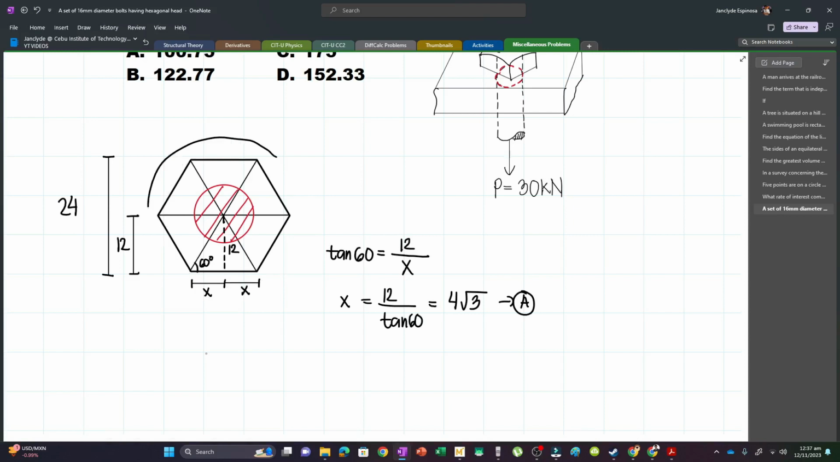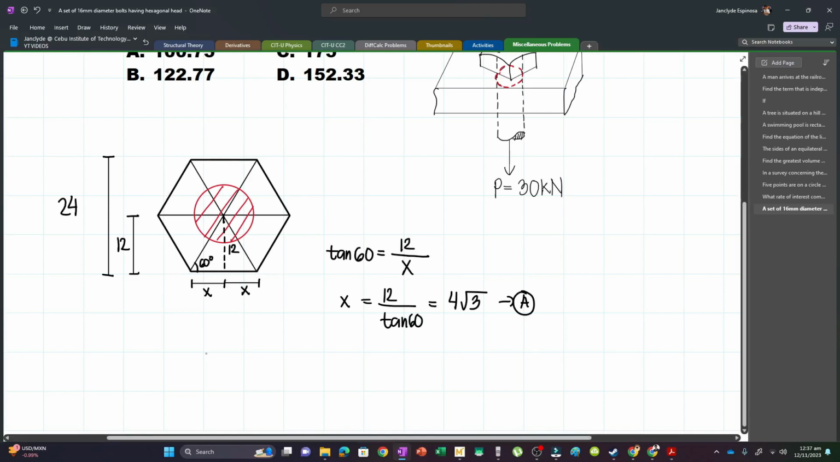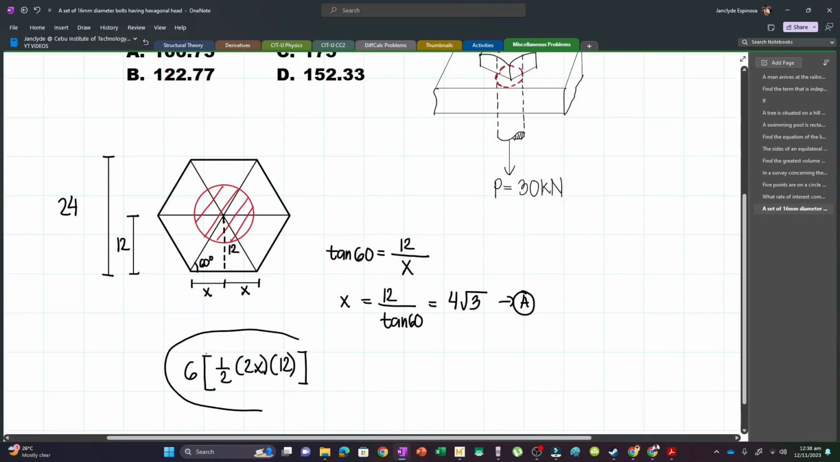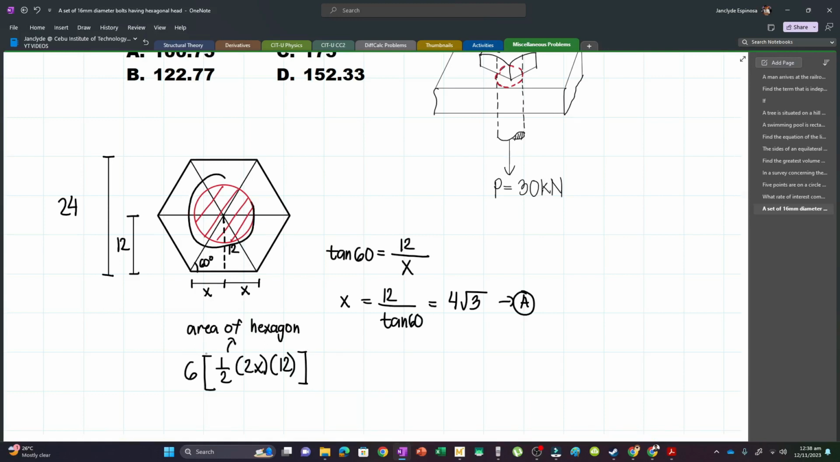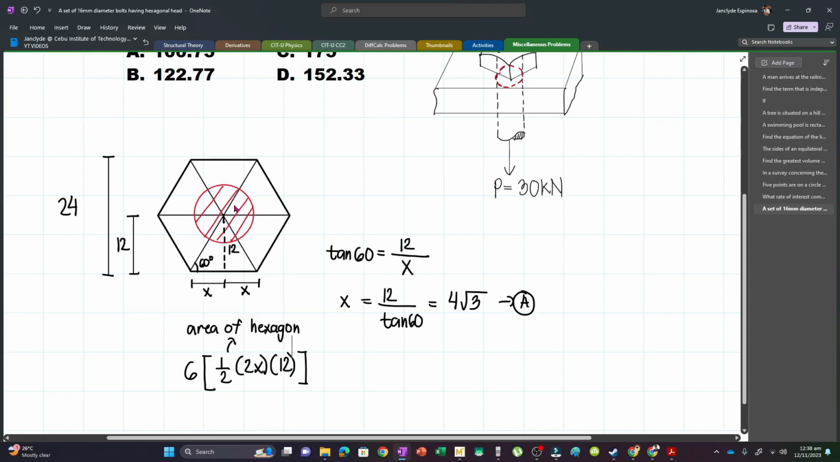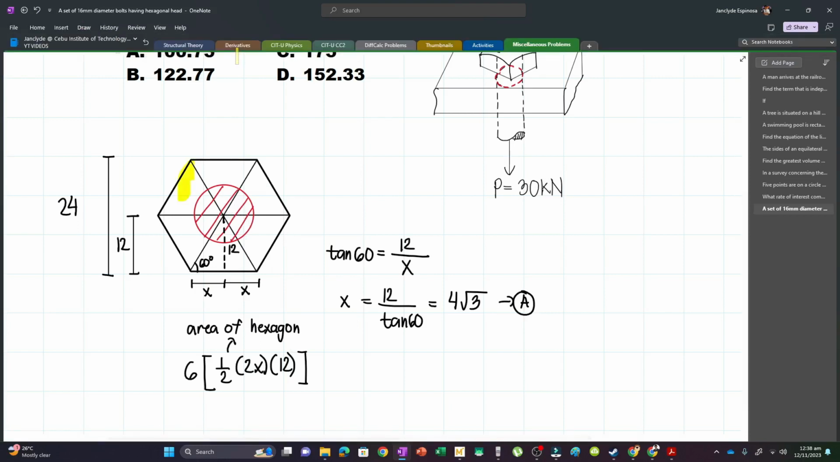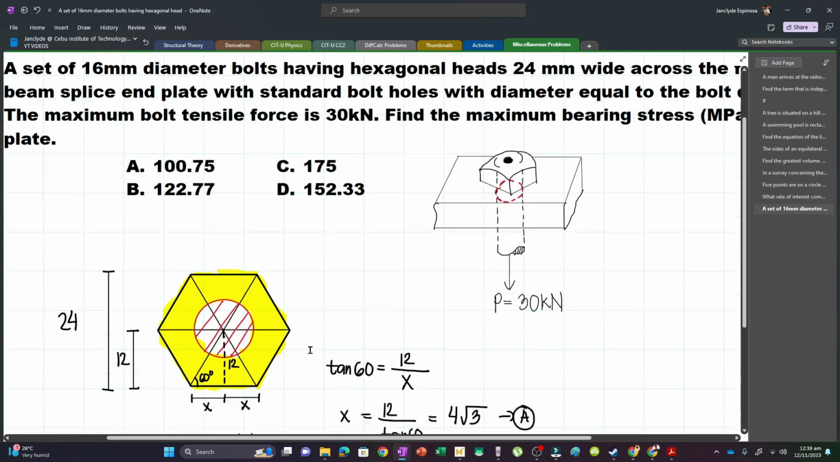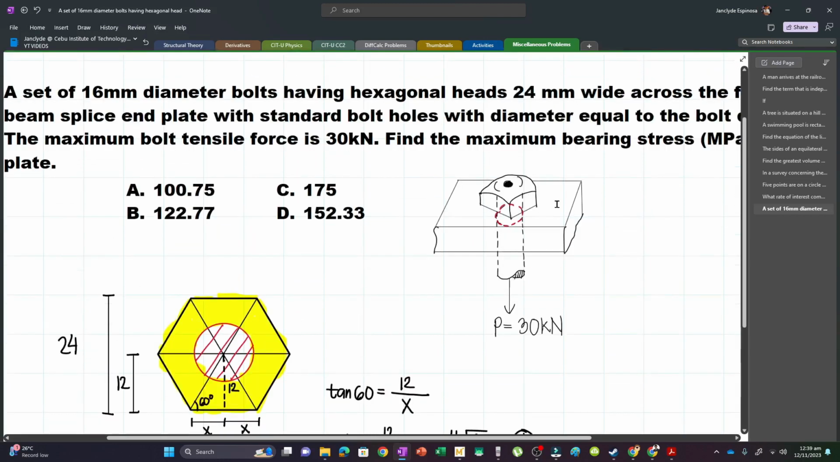Now we need to compute for the area of this whole hexagon. Now that's equal to 6 triangles. And then the area of one triangle is 1/2 times base, which is 2x, times height, which is 12. Now, this x value is stored dito sa A. Ito yung area ng triangle. Now, this is still the area of the hexagon. We still need to subtract itong circular area. Kasi hindi yan subjected to bearing. Yung subjected to bearing is only this one. Kasi itong yellow na area, yan yung merong contact stress dito. Kasi itong naka-yellow na area, that's in contact with the plate.